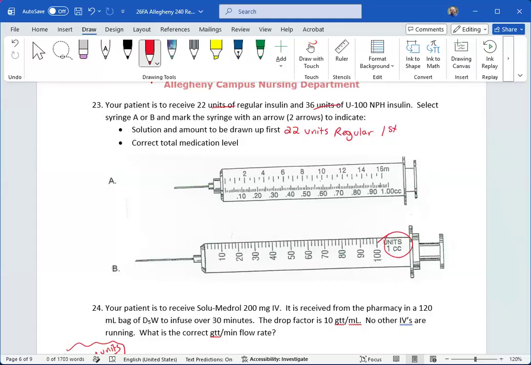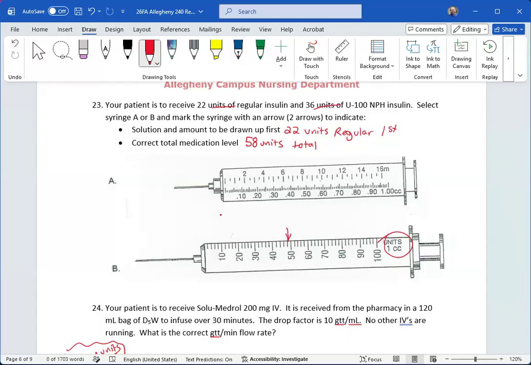It does say to do two arrows, and I'll show you how to do this. But all you're going to do is add 22 plus 36. So you get a total of 58 units as the total. So we definitely want a mark on the syringe at 58. Trying to get this to be straight. I think I can do better. So I'm going to mark the syringe at 58. Okay, sorry. Anyways, we're going to mark it at 58.